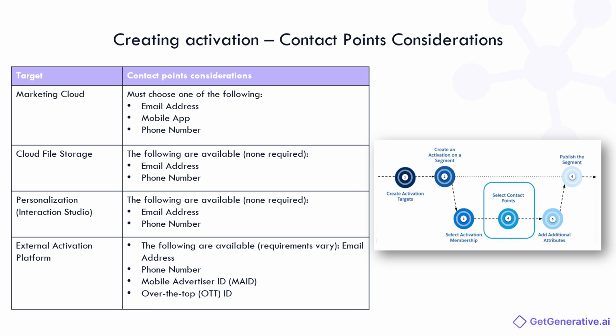For activation to external platforms, you can have an email address, a phone number, mobile advertiser ID, over-the-top ID. There can be a wide variety of IDs available. The requirements vary based on where we are trying to activate and what the external system wants to achieve out of it. Based on that, we'll be able to share the contact points with the external system. The contact points have to be configured within Data Cloud as well, which means the data model objects have to be mapped. As long as the data model objects are mapped, you'll be able to see more contact point email options in here besides email.